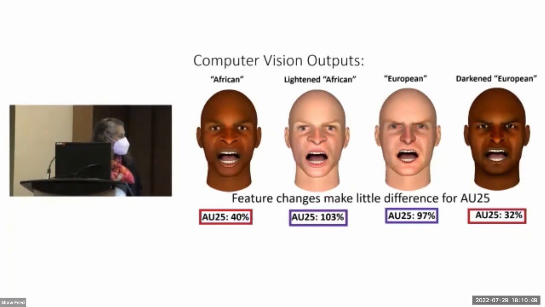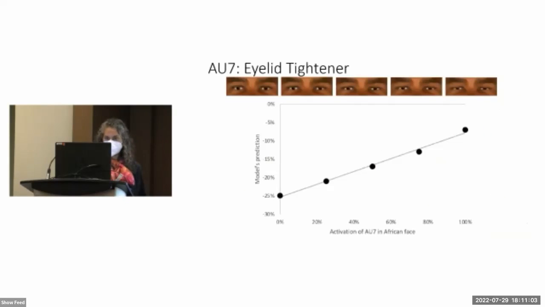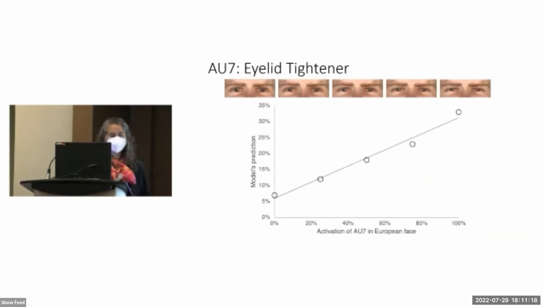If we compare the same colored boxes, now we're looking at the morphology changes. So this is the African face. This is the European face. You'll see there's not that much difference for AU25 for the facial features. We also looked at AU7 for a different example. So this, again, we see strong correlations with our computer vision model to varying the activation level of AU7, both in African and European faces.